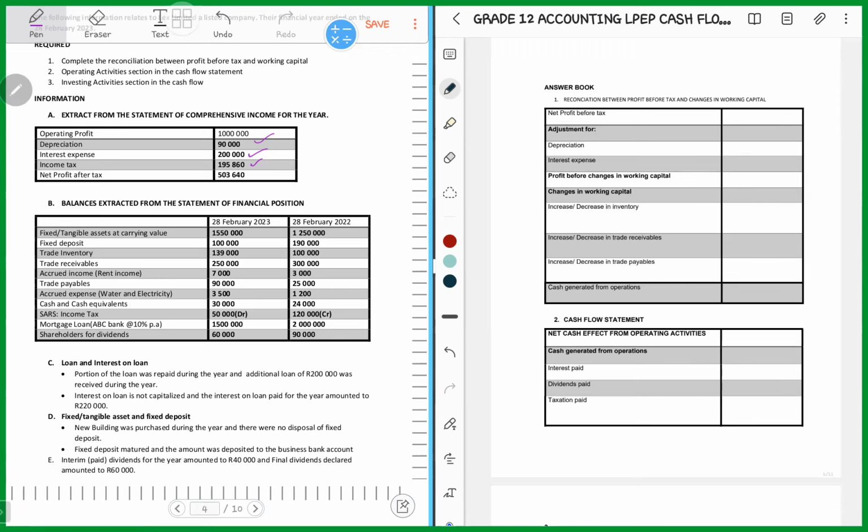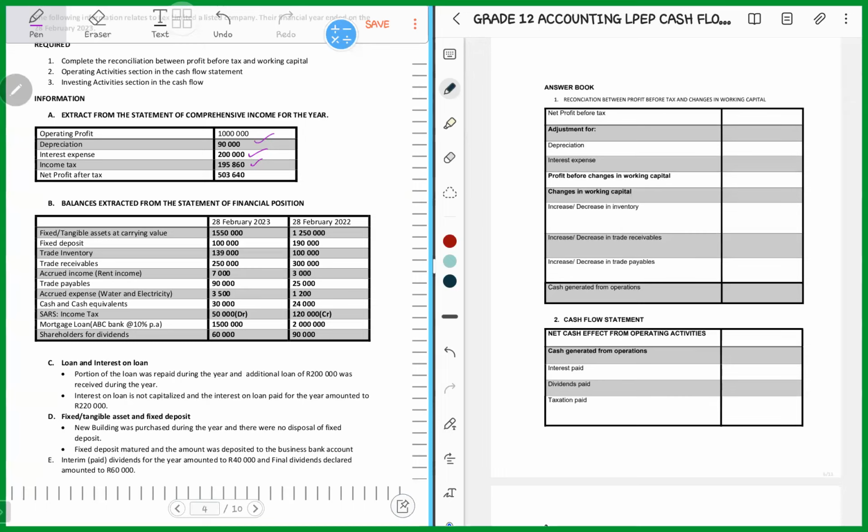Then we also have fixed deposit. The fixed or tangible asset and the fixed deposit are investing activities. If you notice, the fixed or tangible asset has increased, but it doesn't mean that it was only additions. It can also be a portion of fixed asset that was disposed. Then we also have the fixed deposit.